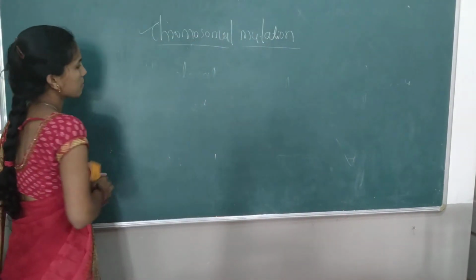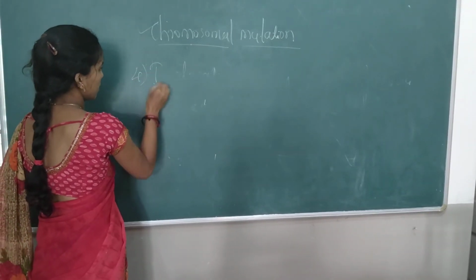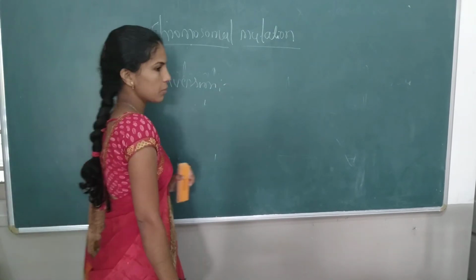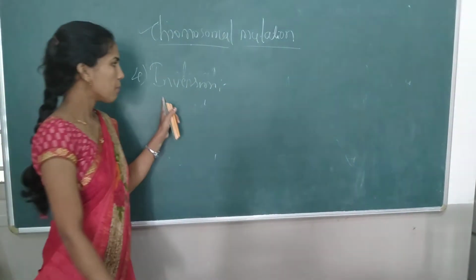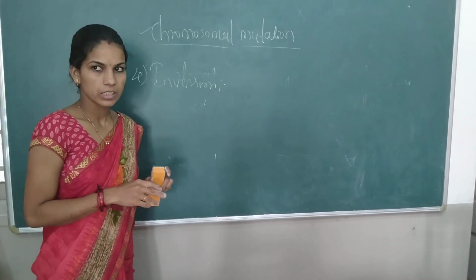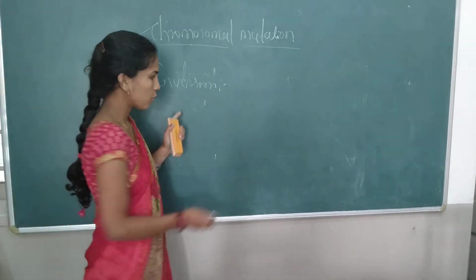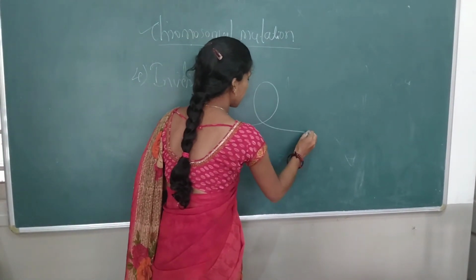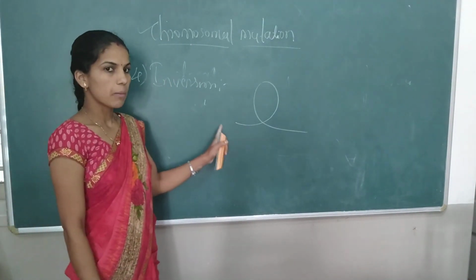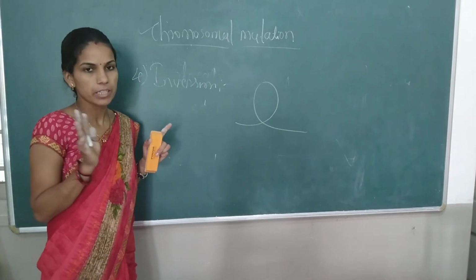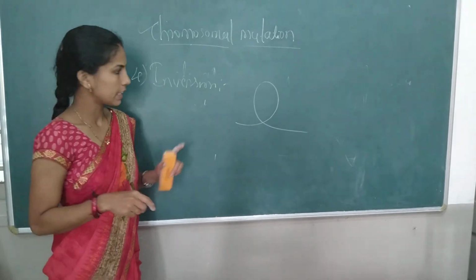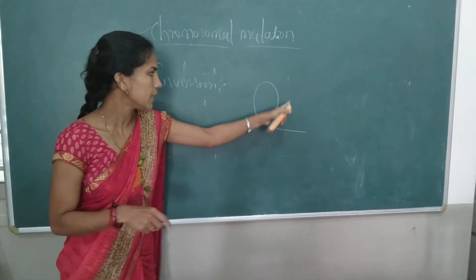Inversion means what? It is nothing but the rotation of the genes. The number of the genes will not change, and the sequence of the genes will be reversed, that we call inversion. The rotation of the genes takes place at an angle of 180 degrees. Getting what I am saying? It will rotate at the angle 180 degrees. That we call inversion. Like this it happens here.